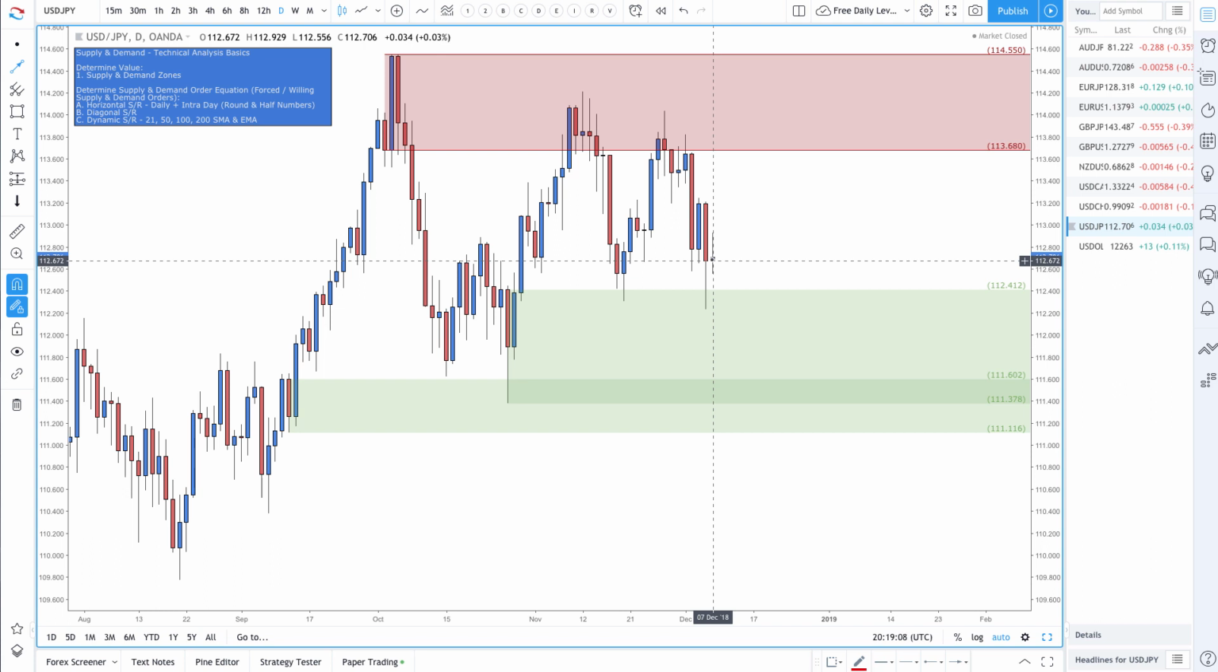So if you see the stock market start to sell off, which it has been selling off recently, the yen can be a beneficiary of some capital flows into the yen and out of the dollar, right?